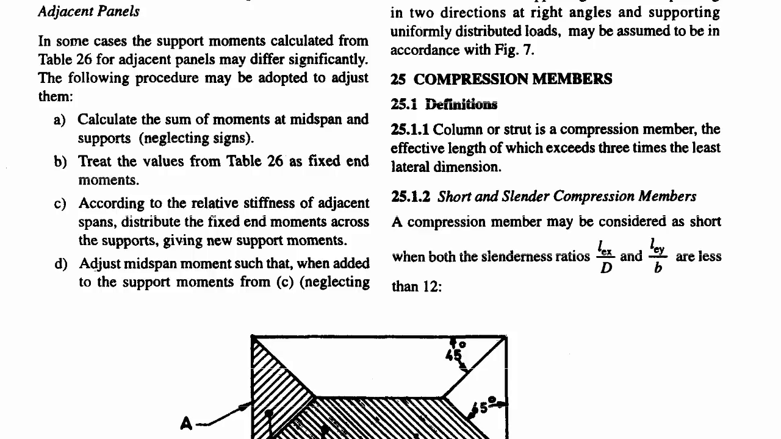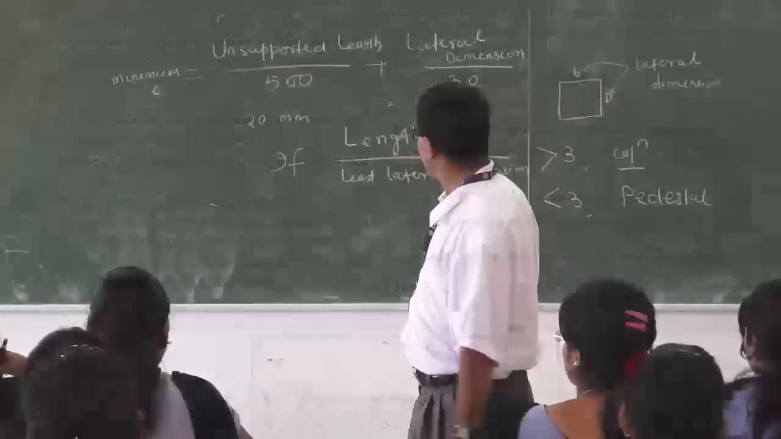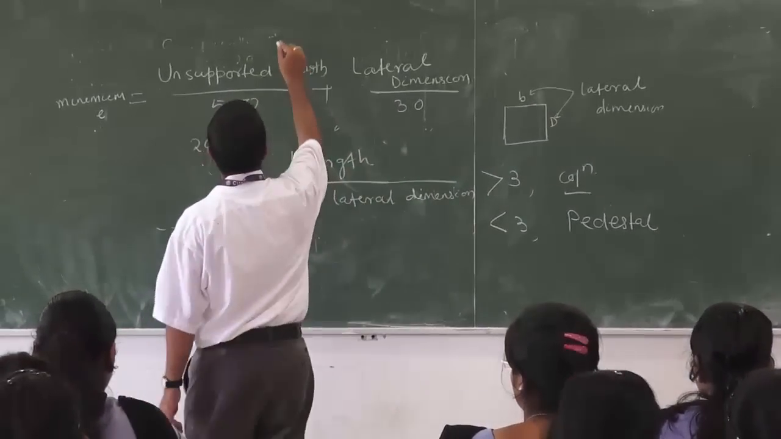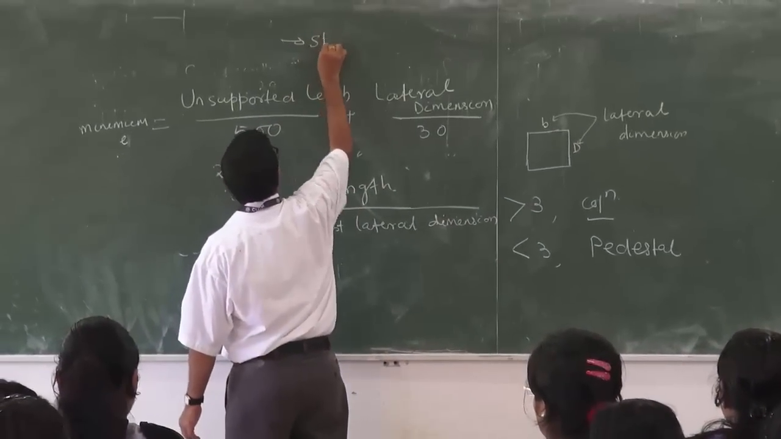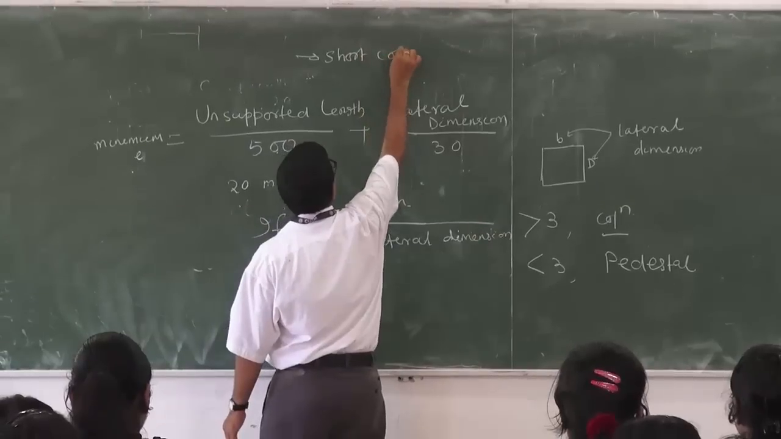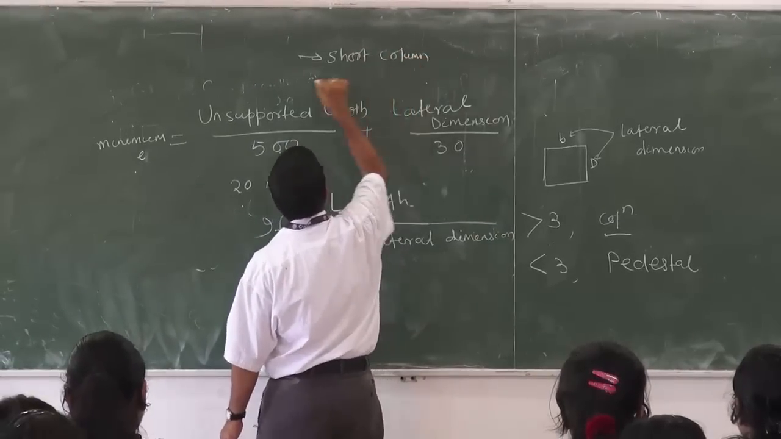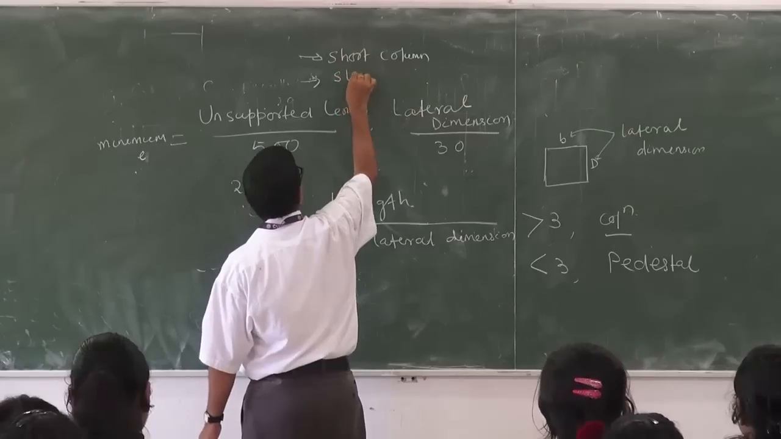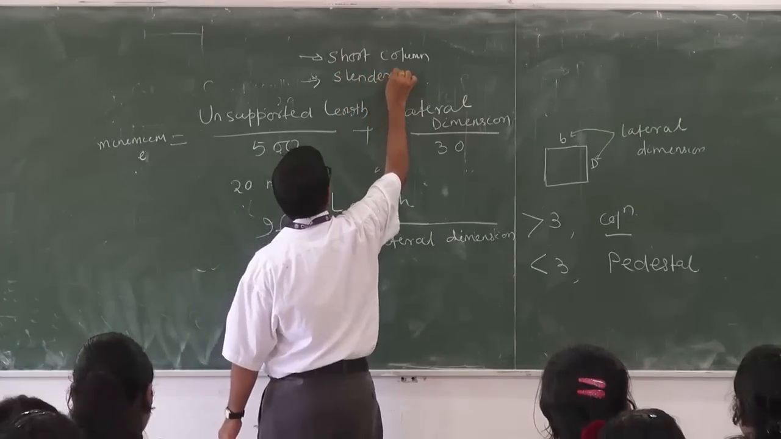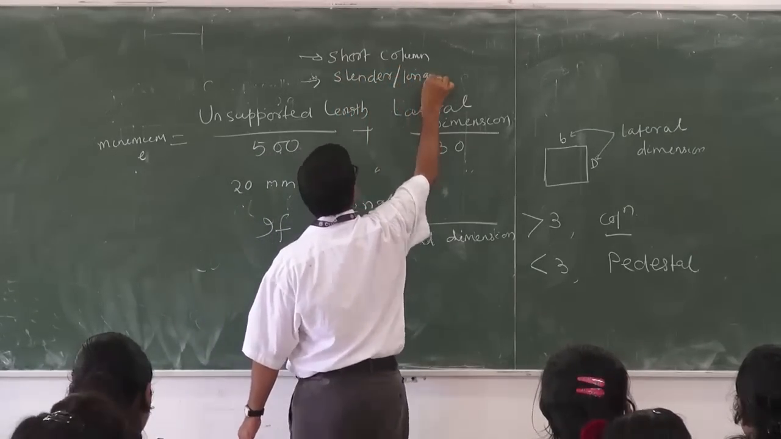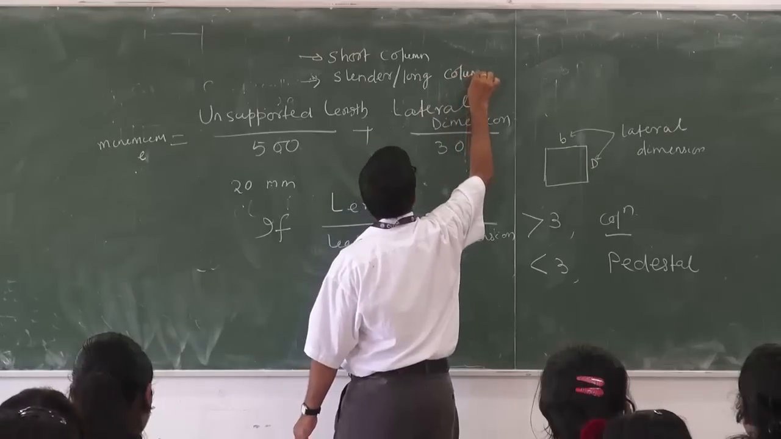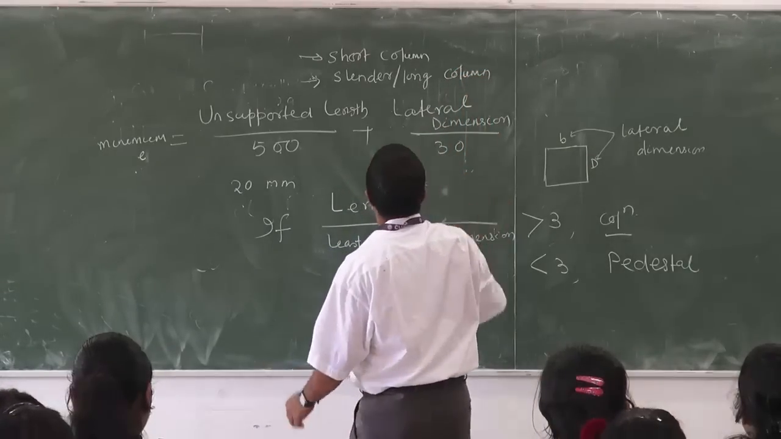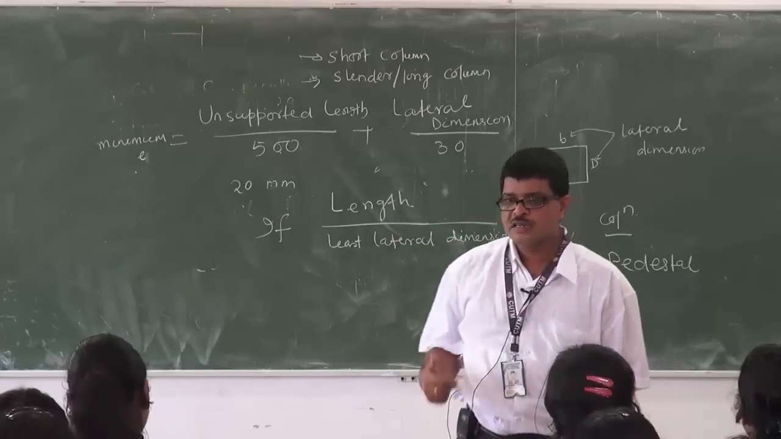Now what does the next clause say? Short and slender compression members. Whether it is a short column or a slender column. So a column can be divided into 2 parts. One is the short column, or it is called a slender column, slender or long column sometimes. So short column or slender column.